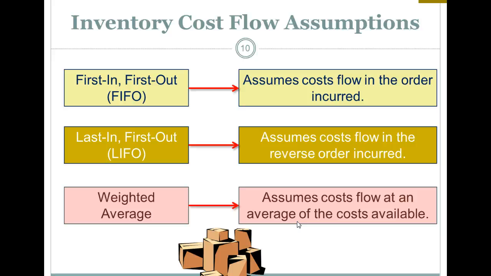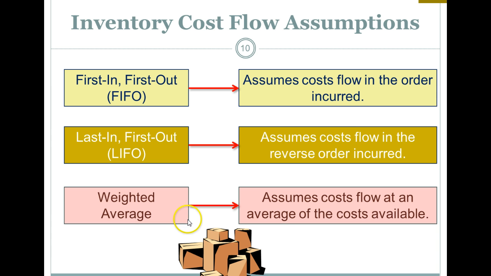Inventory cost flow assumptions. First in, first out, known as FIFO. It assumes cost flow in the order that it was actually incurred. This sort of maybe matches the physical flow. Last in, first out assumes cost flow in the reversed order. So what it's saying here is, on the first in, first out, the inventory that you bought first, you're going to sell first. Whereas in LIFO, it's the product that you brought in last, you're going to sell first. This can start getting you confused, and I have a way to simplify it for you.